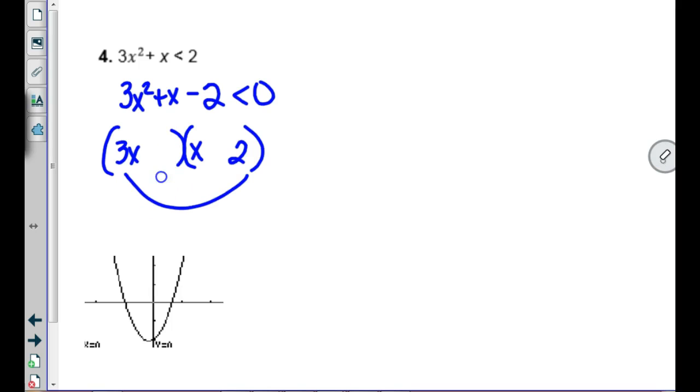If I switch these, okay, now I have 3x and 2x. How do I get a +1 out of that? Plus the 3x and a minus a 2x. That working now?